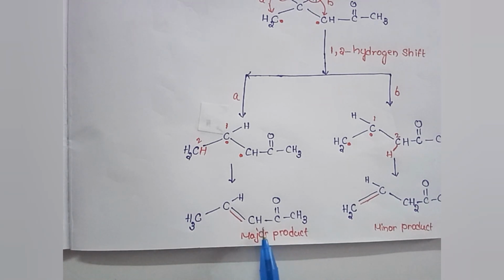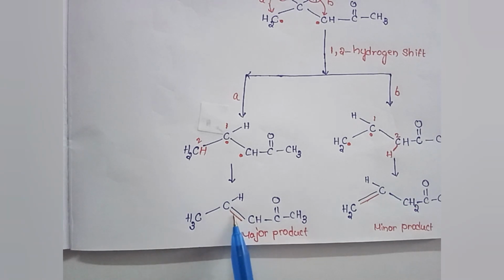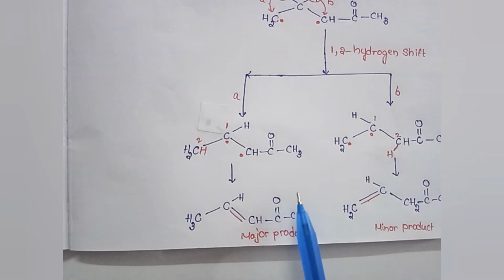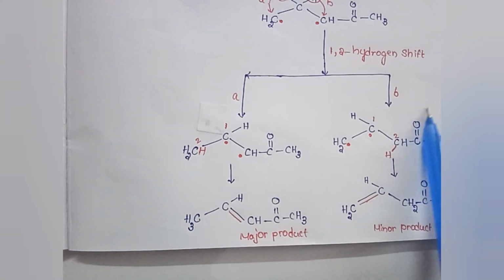Why? Because there are alternating double bonds in this carbonyl compound. This is the double bond followed by a single bond and a double bond. So because of resonance, this product is more stable. So this is the major product. Now let us see the B route.